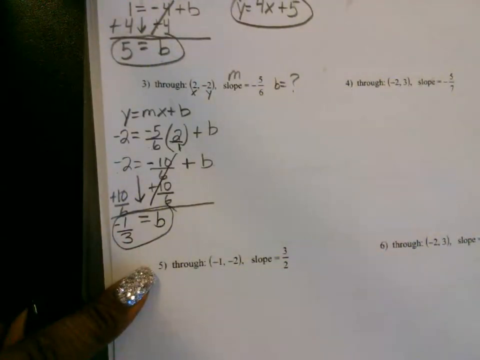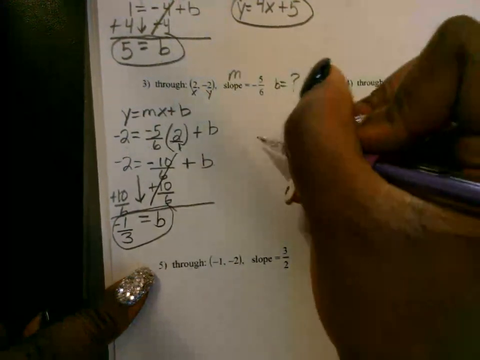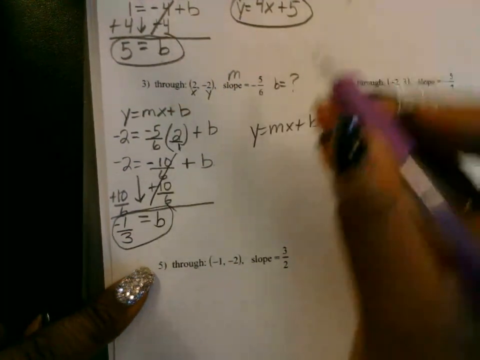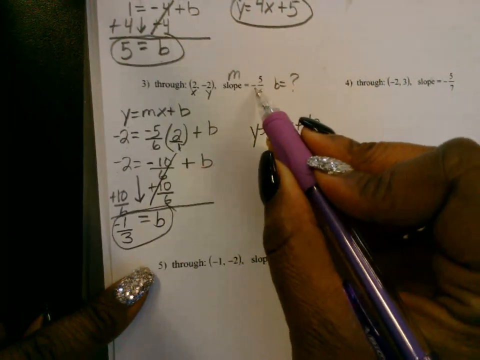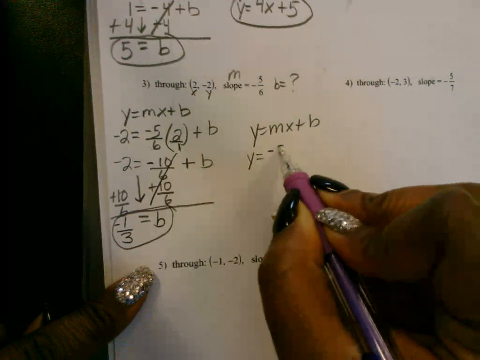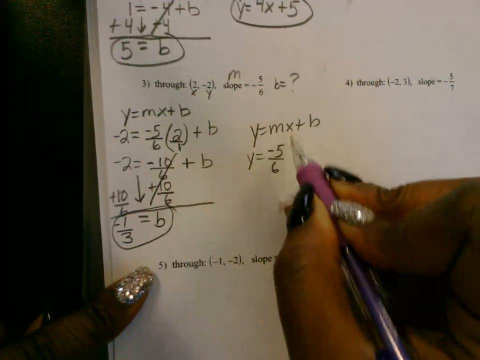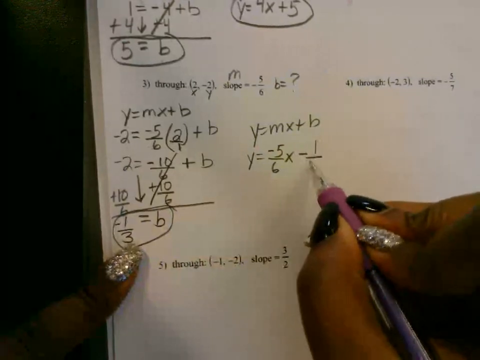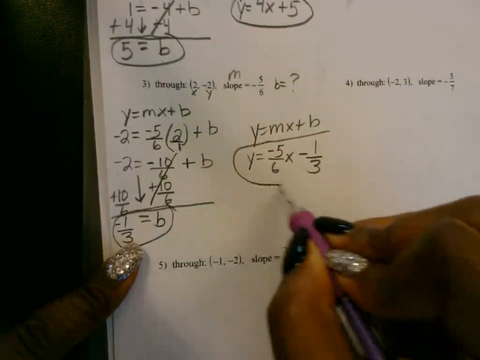So then lastly, I write this as an equation by substituting your M and your B. Your M, remember, they gave you was negative 5/6. So this is y is equal to a negative 5/6. Bring down the x. Your B is a minus 1/3. This is my equation. Okay?